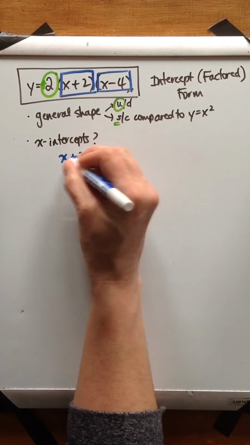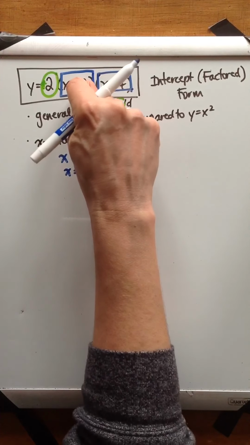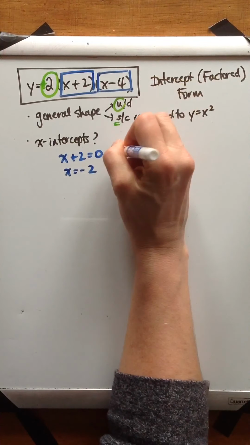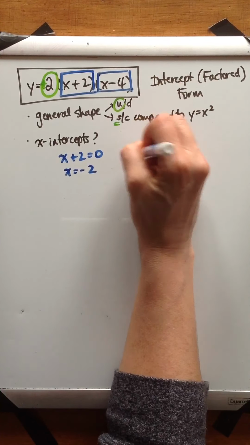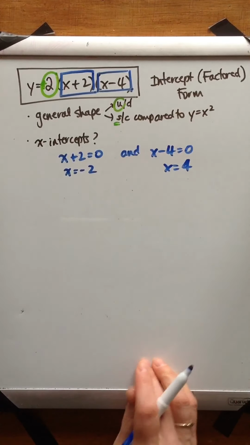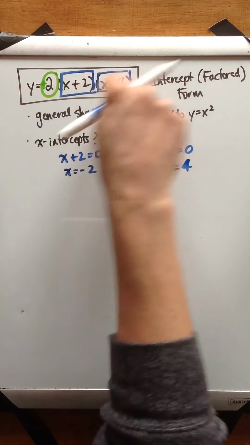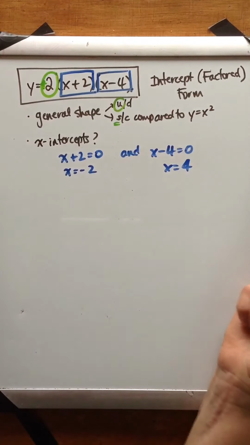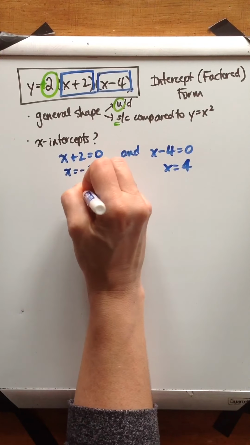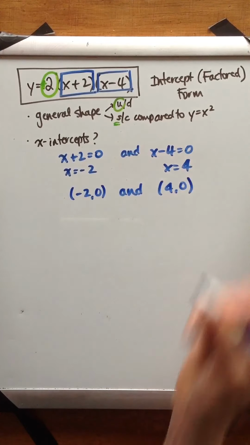Well, let's find out by writing this and rearranging. If x is negative 2, this binomial would become 0. But there's another value that would make it work as well. If x were equal to 4, then this would become 0. And then the whole entire equation would read y equals 0 as well. So we can say there are two x-intercepts. The x-intercepts are negative 2, 0 and 4, 0.